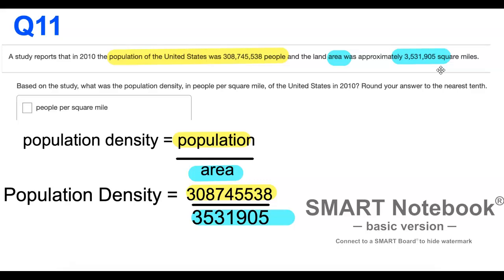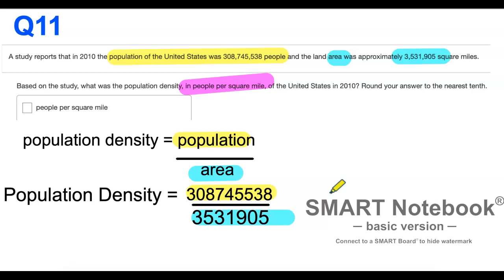All right, so remember our population density formula: population density is equal to population divided by area. If you did not remember that, the problem reminds you of it. If you look here, it asks what was the population density in people per square mile. So right there, they're telling you to take the number of people, which is the population, and divide it by the square miles, which is the area.